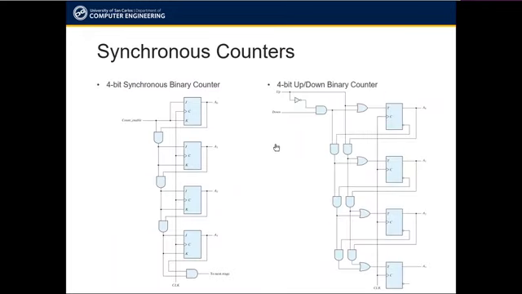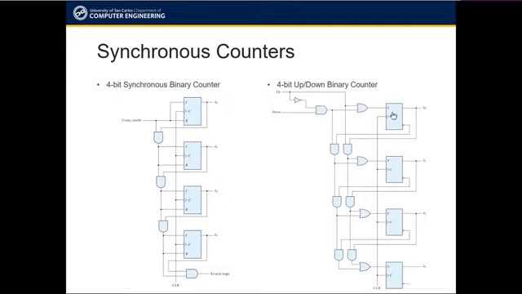The circuit diagrams shown here are examples of synchronous counters. This circuit is a 4-bit synchronous binary counter. It simply counts from 0000 to 1111 at the A3 to A0 outputs and repeats. The count enable here simply activates the counting operation when 1 is inputted and stops counting when 0 is inputted.